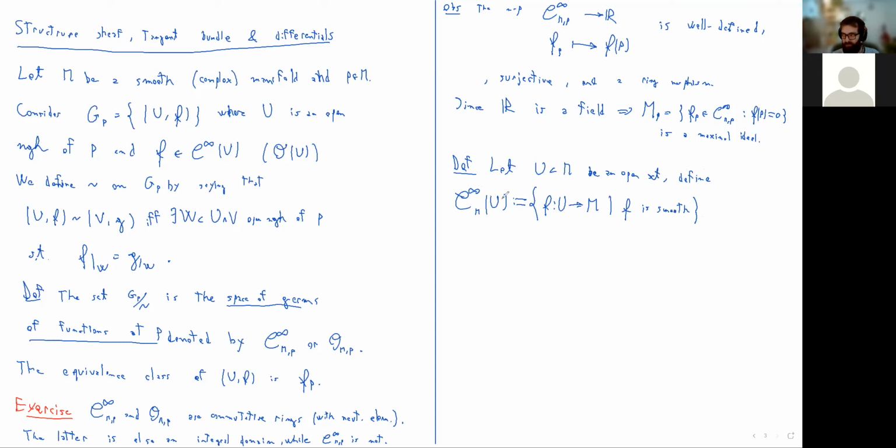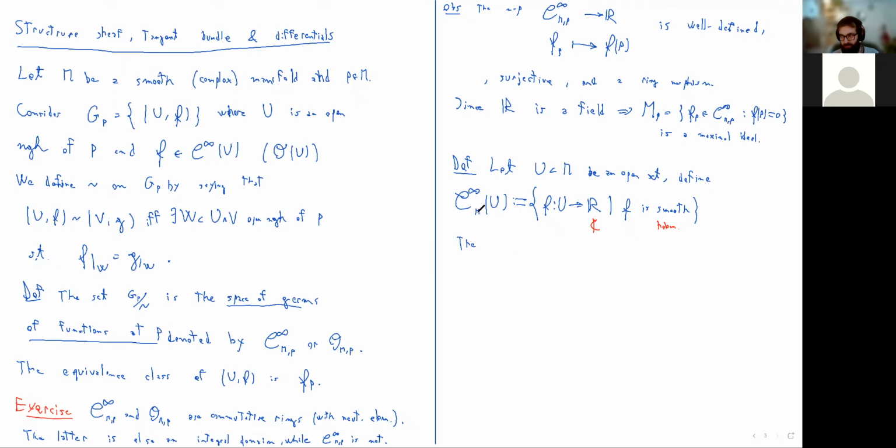So you're basically associating to an open set U just the set of all smooth functions defined on U. And of course, this should not be M, but should be R. And this is C, and this is replaced with holomorphic whenever our manifold is complex. And so this is called the structure sheaf. So not like the operator.